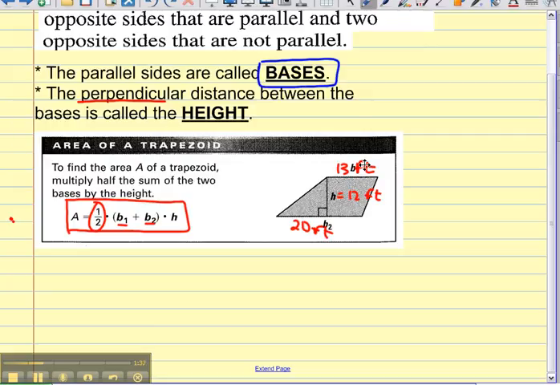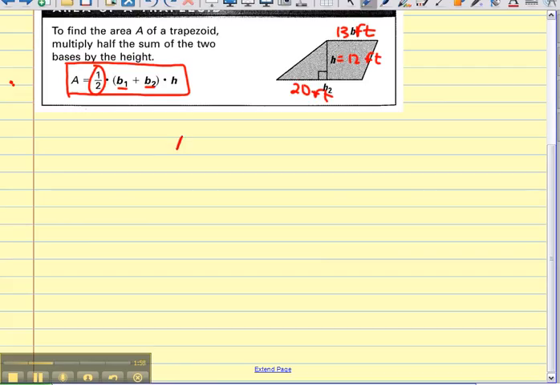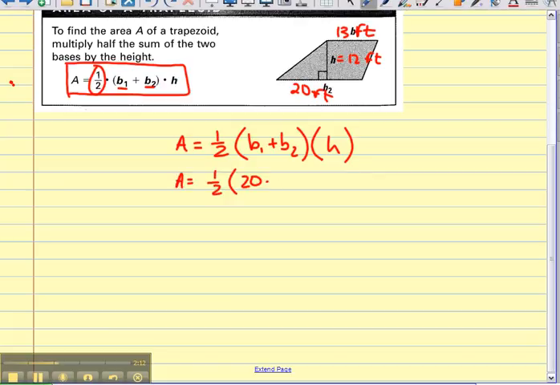All right. Annabelle, what would we do first? If we want to find the area of this trapezoid, what would we do first? 13 plus. Exactly. We add the two bases, right? So, in fact, let's do this. Area is equal to 1/2 base 1 plus base 2 times the height, right? Let's fill in what we know. You told us what to do, but we'll just fill it in. 1/2 times 20 plus 13 times 12.